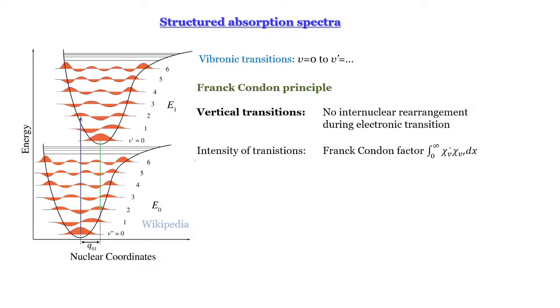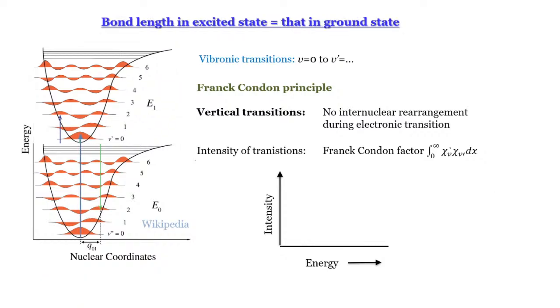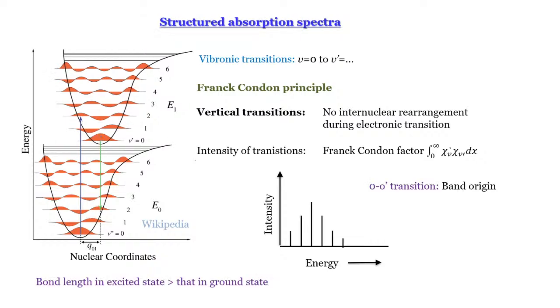Next, we discussed the different cases where we have the bond length in the excited state equal to, greater than, or less than the bond length in the ground state. Depending on that, we can have different transitions that would assume the greatest intensity. That comes from the Franck-Condon factor, overlap of the vibrational wave functions. And we also defined band origin. Band origin is the 0-0 transition.